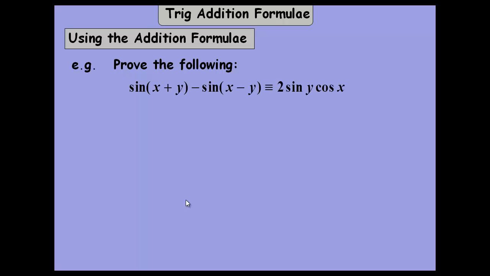So as I said before, we can use them to solve. We can also use them to prove. You'll notice that all 6 of those formulae are identities. They're true for all values of x and y. And they're often also used to prove other identities. So we've got this identity here.